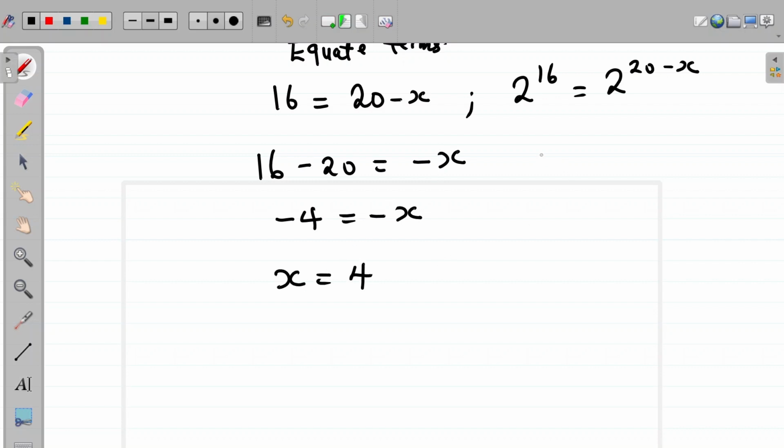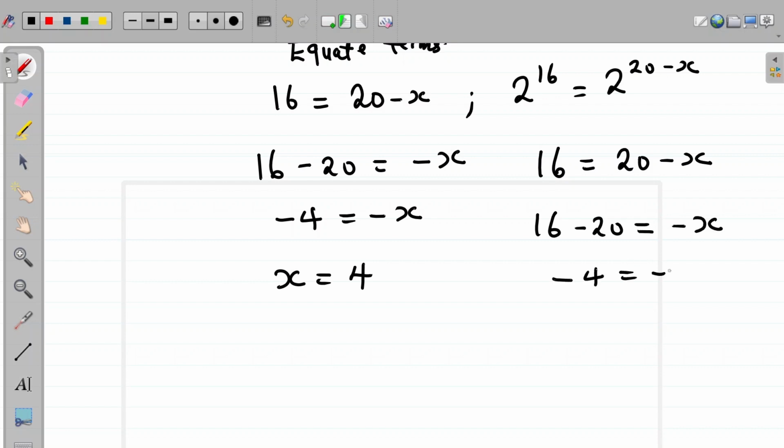Here, we also have that since our bases are the same, the equation becomes 16 equal to 20 minus x. So we have that 16 minus 20 is equal to minus x. So we have minus 4 equal to minus x. So x is equal to 4.